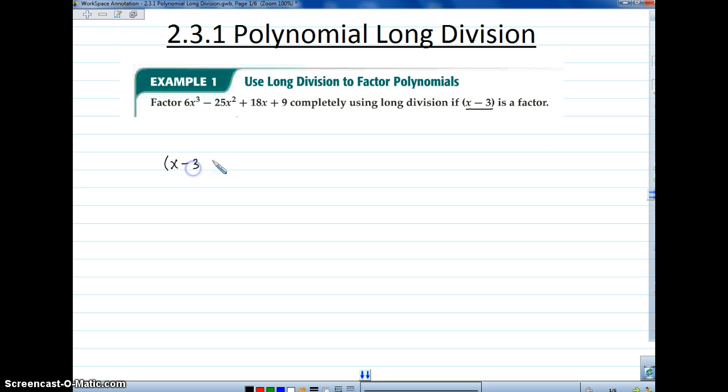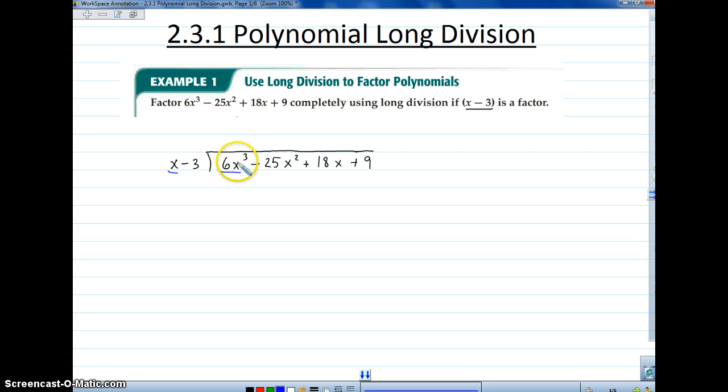X minus 3. We're going to divide that into the polynomial itself, which was 6x cubed minus 25x squared plus 18x plus 9. We don't really need parentheses there. So the way you do long division is you look at the first term in both the dividend and the divisor. And those are the only ones you're really concerned with dividing. So I'm going to take 6x cubed, I'm going to divide that by x. So 6x cubed divided by x is 6x squared.